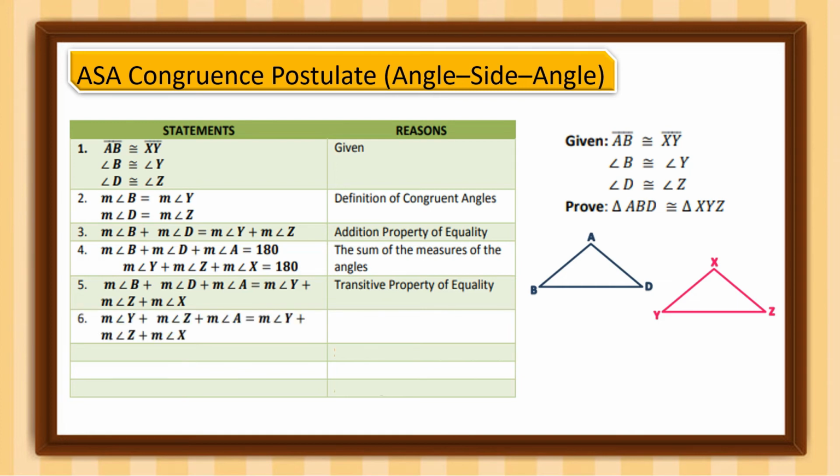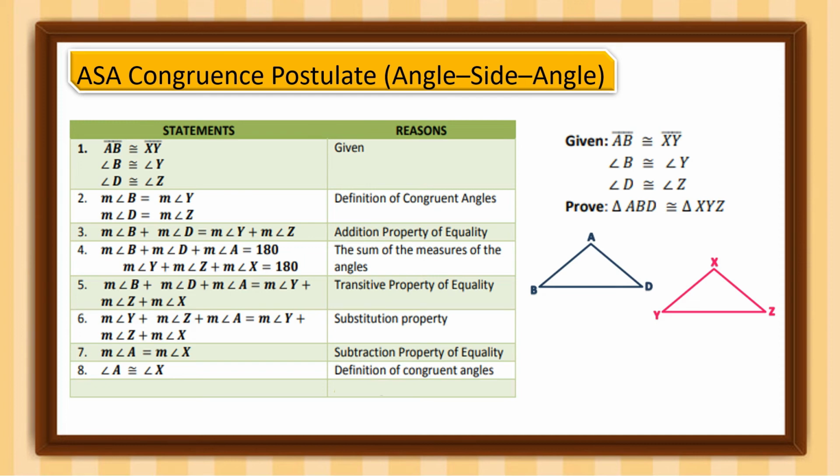And next is the measure of angle Y plus the measure of angle Z plus the measure of angle A is equal to the measure of angle Y plus the measure of angle Z plus the measure of angle X. And it is the substitution property. And we have here the measure of angle A is equal to the measure of angle X. And that is the subtraction property of equality. Next is angle A is congruent to angle X. And it is the definition of congruent angles.